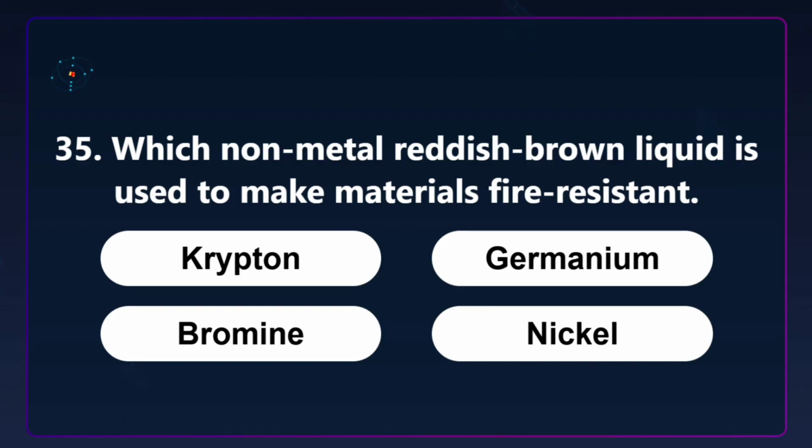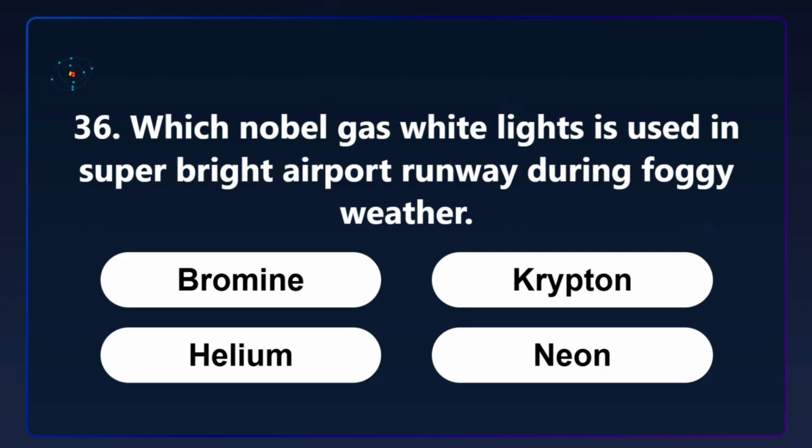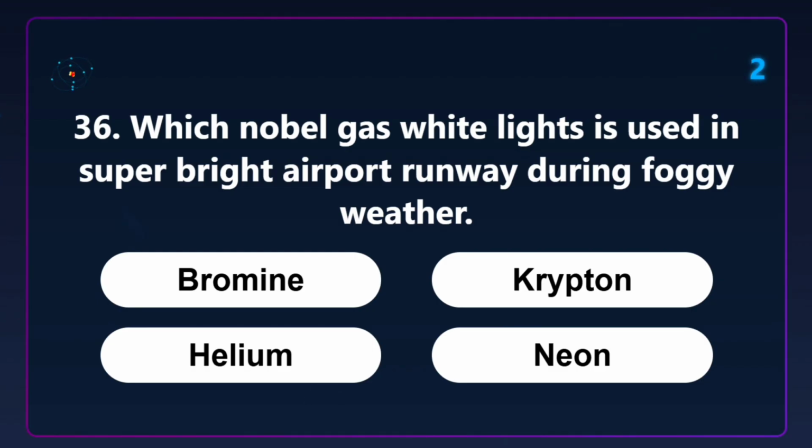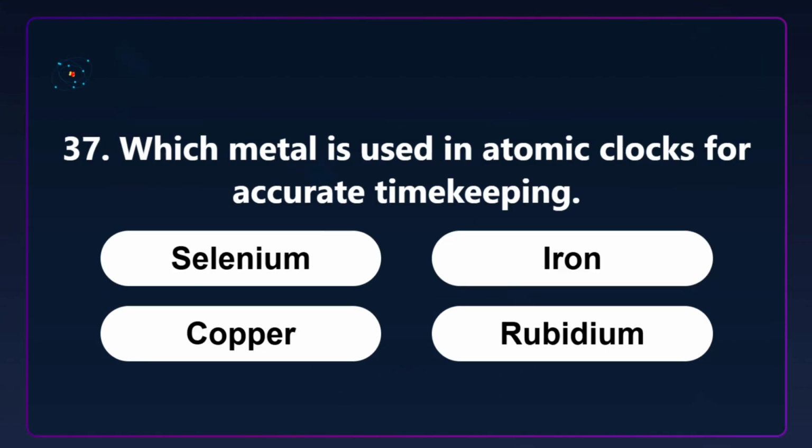Question 35. Which non-metal reddish-brown liquid is used to make materials fire-resistant? The answer is bromine. Question 36. Which noble gas white lights is used in super bright airport runway during foggy weather? The answer is krypton.